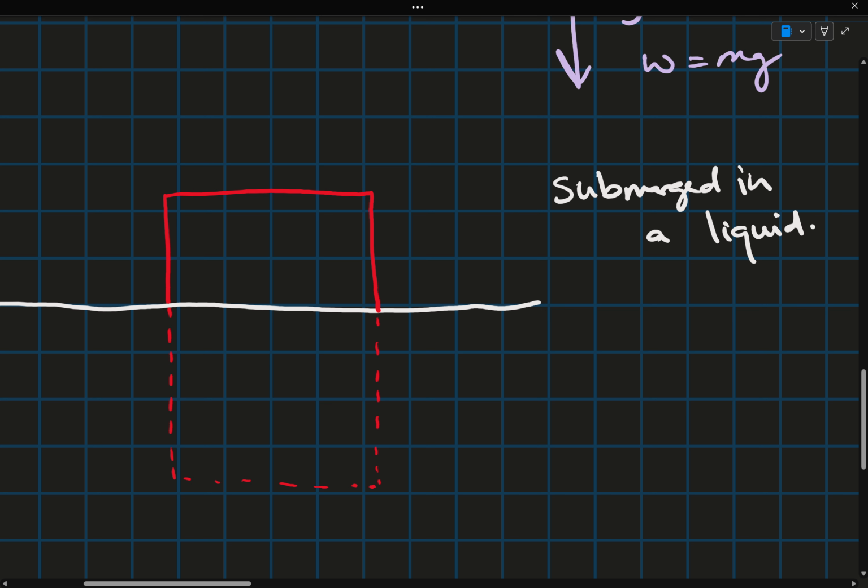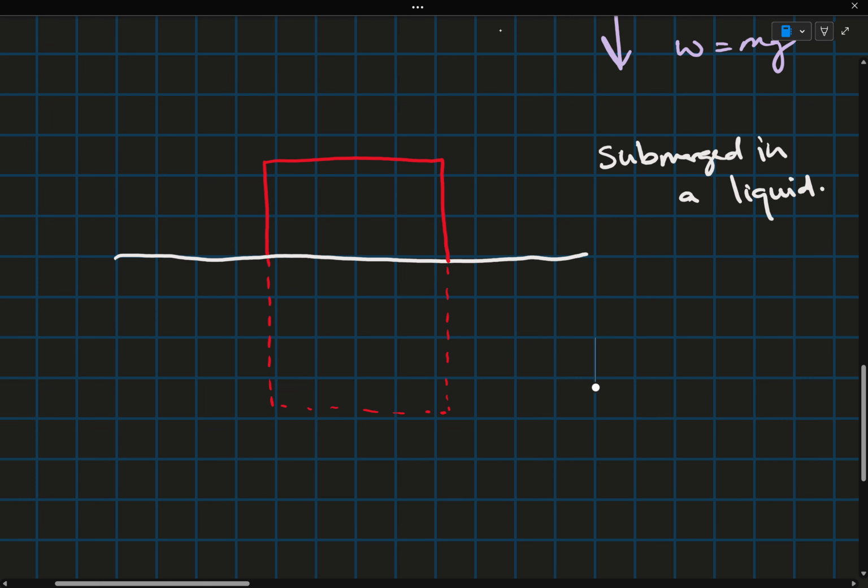What can we say? What are the forces acting on this object? Let's look at the forces real quick. So we have an object A, and some part of object A is submerged. Let's call this height H, and its base is here at the bottom of the object, B.